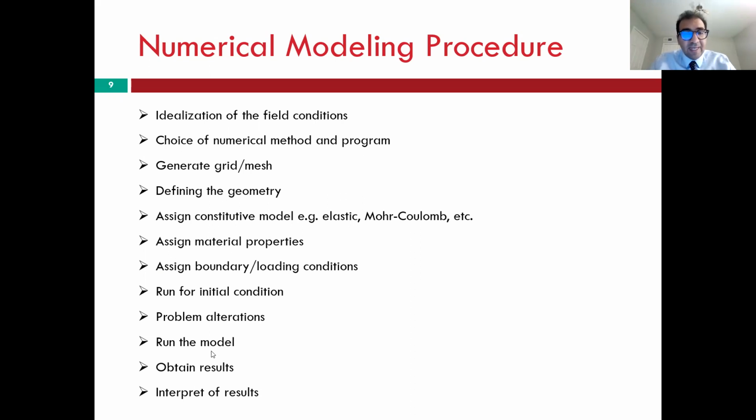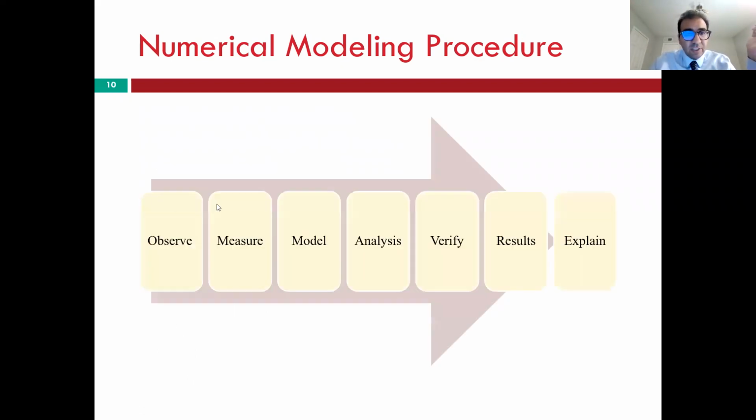And then we get to the analysis phase. So we analyze the model, and by analyzing the model, we'll get the results. And then we can interpret the results and use that for those applications we mentioned: interpretation, design, or prediction. So this is the general flow of any numerical modeling, from observing the real model to measuring to modeling, analyzing, and getting results, and then explaining them.